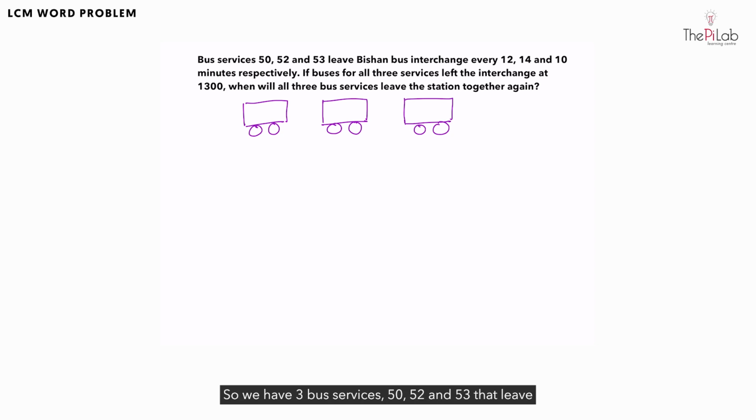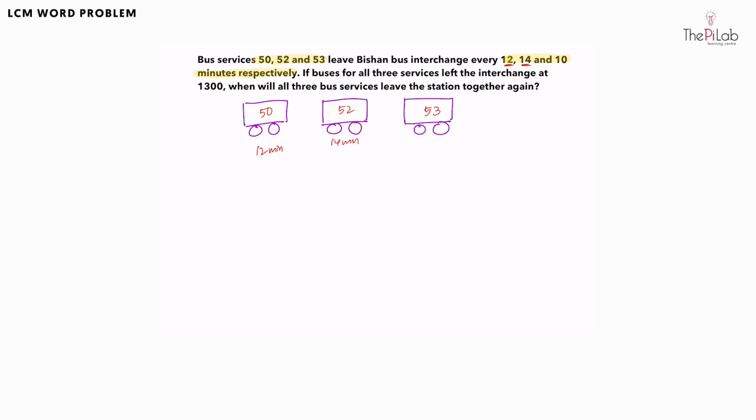So we have 3 bus services, 50, 52 and 53 that leave the bus interchange every 12, 14 and 10 minutes respectively. Now I've drawn 3 buses over here. You can follow me and do the same. So first of all, label the first bus 50, the second bus 52 and the third bus 53. After that, we're going to write down the timings below each bus. So the first bus leaves every 12 minutes. The second, every 14 minutes. And the last bus, every 10 minutes.